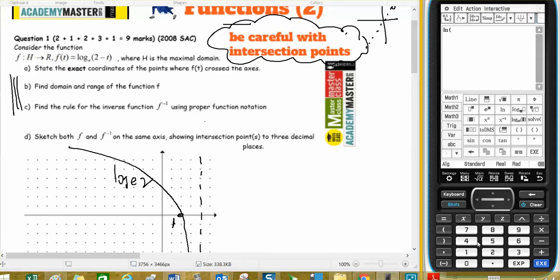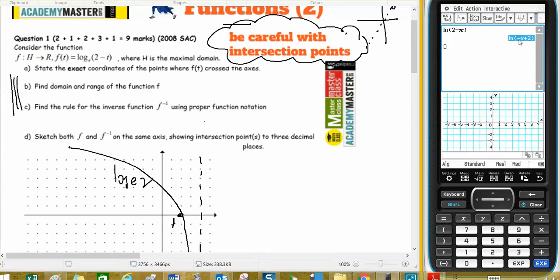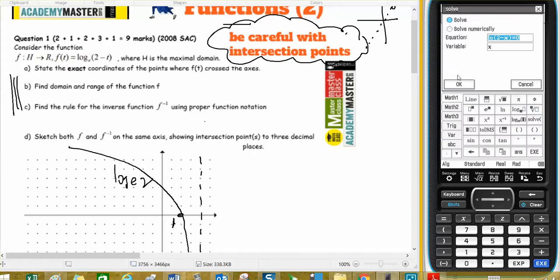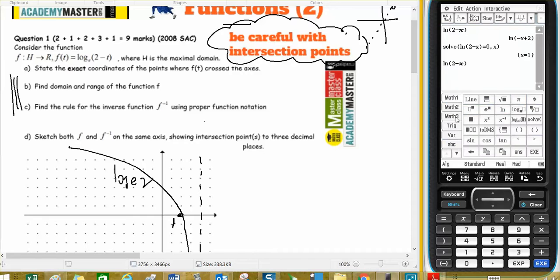I've got log base e of 2 minus x, I'm going to use x because I'm going to graph. And that looks like what I just drew, and I'm going to say when this equals 0, solve for x, and I've got 1 and that's perfect, and this when x equals 0, I get log base e of 2, perfect.